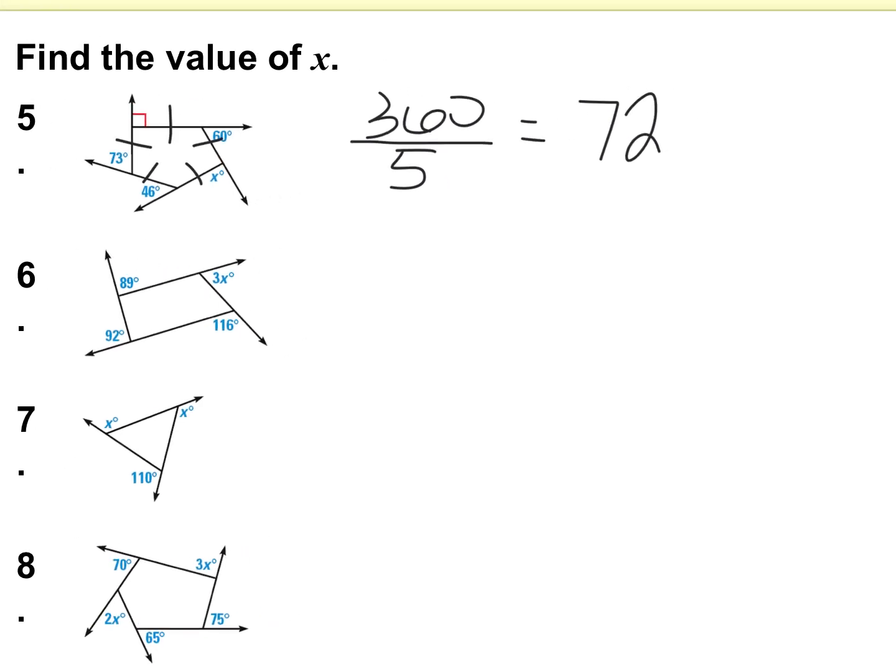Looking at number 6, how many sides does it have? 4. So how do we find the measure of one of the exterior angles? 360 divided by 4, which is 90. Yep. Any questions over interior and exterior angles?